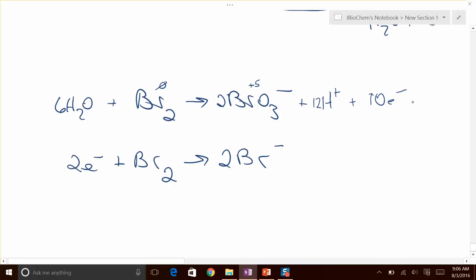Yes, so because there's two of those, that's 10 electrons. Okay, now we have to balance this in OH minus plus OH minus. We have 12 OH minuses, okay? We have to add that to each side.